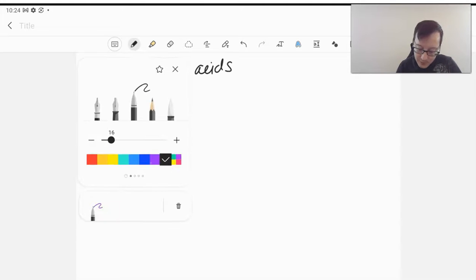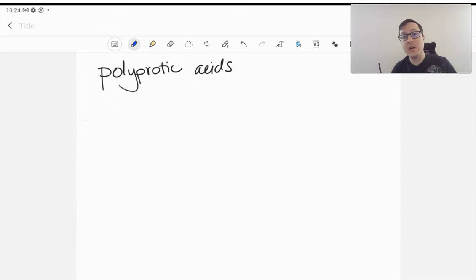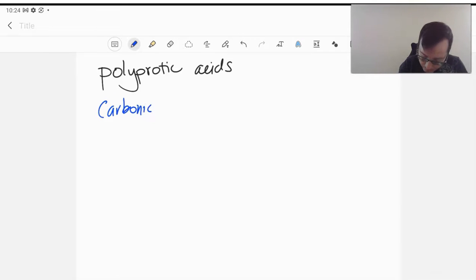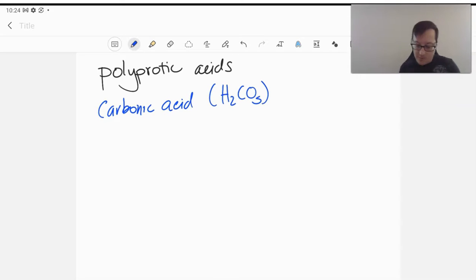If there's a small difference between their Kas, we do have to pay attention to all the protons involved. However, if the Kas are significantly different, we can just ignore the second or third one, depending. But let's take a look at an example here. Let's look at carbonic acid. Carbonic acid is H2CO3. It has two acidic protons.